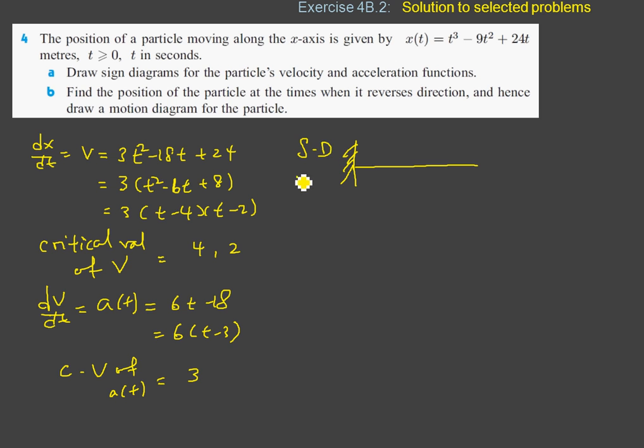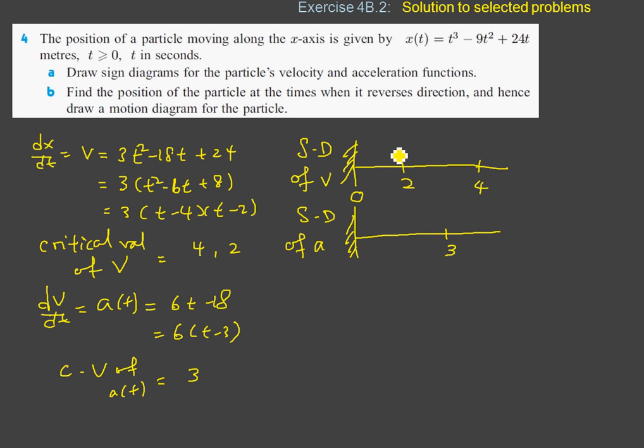This is the sign diagram of v. Okay, I line them up so you can see and make comparison. This is 2, 4, and this is 3. Now the reason we do this wall here is because this is when time is 0, and for a real application problem like this, negative time has no real meaning. So that's the reason why we put the wall, and you don't have to consider anything negative for time.